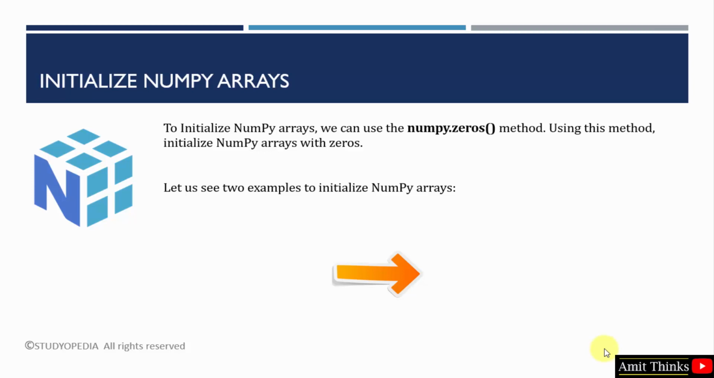Okay, so we will see two examples of initializing NumPy arrays. These two examples will have different dimensions and will get initialized with zero using the numpy.zeros method. Every element in the array will have the value zero. Let's see two examples.